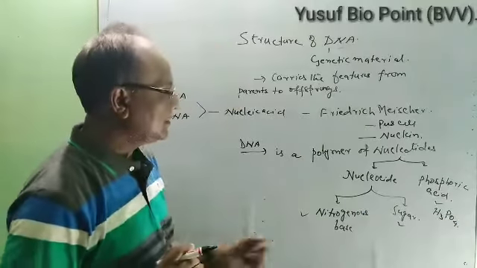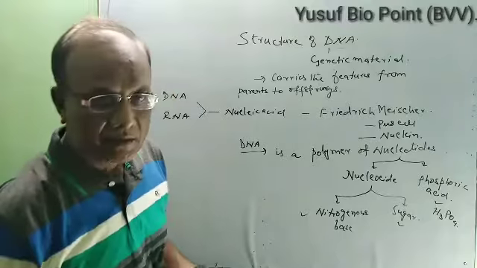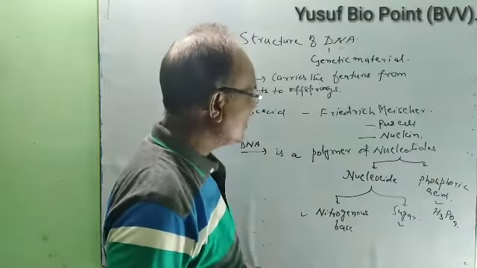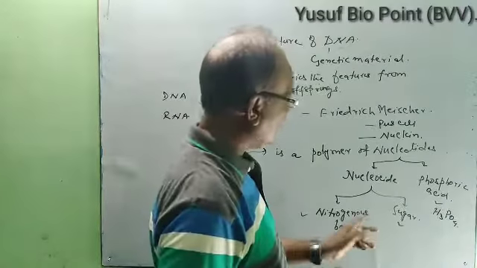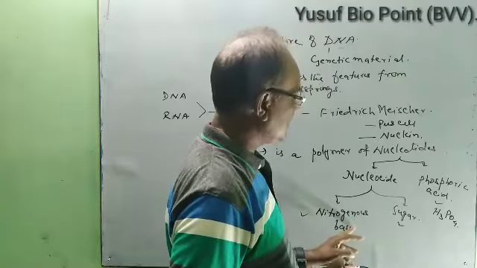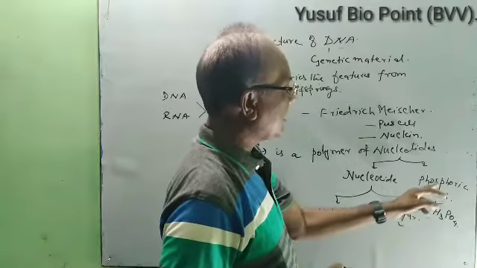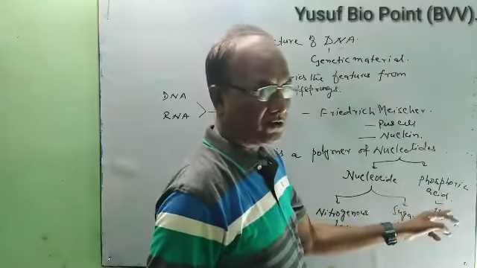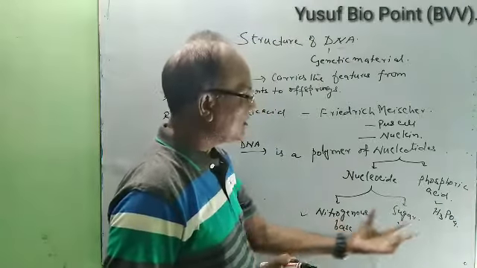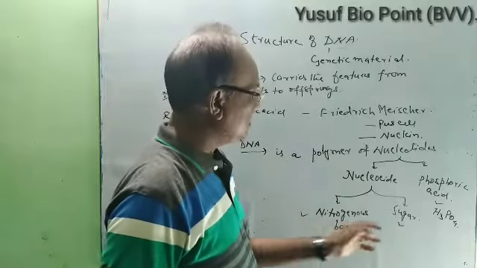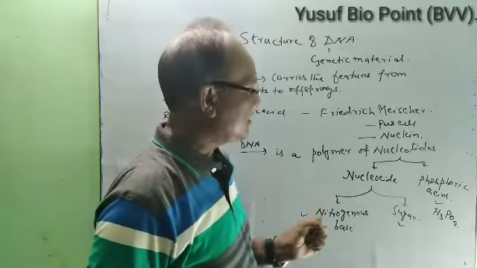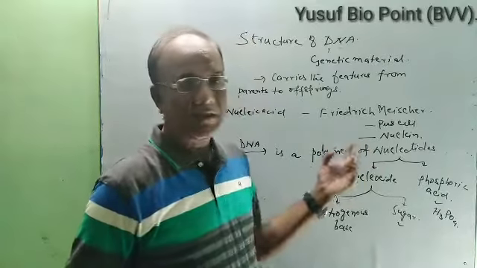Therefore, now we shall see that. So, we can write down that DNA is composed of nitrogenous base, sugar and phosphoric acid. It is also known as phosphates. So by the combination of these three, the DNA molecule is formed.